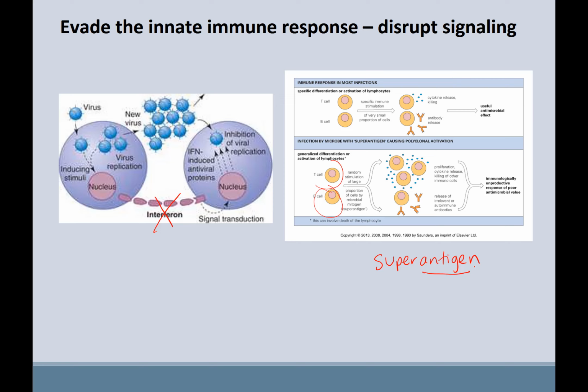Another interesting example is Epstein-Barr virus, which replicates in B cells. Epstein-Barr will actually turn on B cells and tell them to make a whole bunch because that's the host that it needs. So it is disrupting the normal signaling and saying, make a whole bunch of these B cells so that I have plenty of cells to infect.